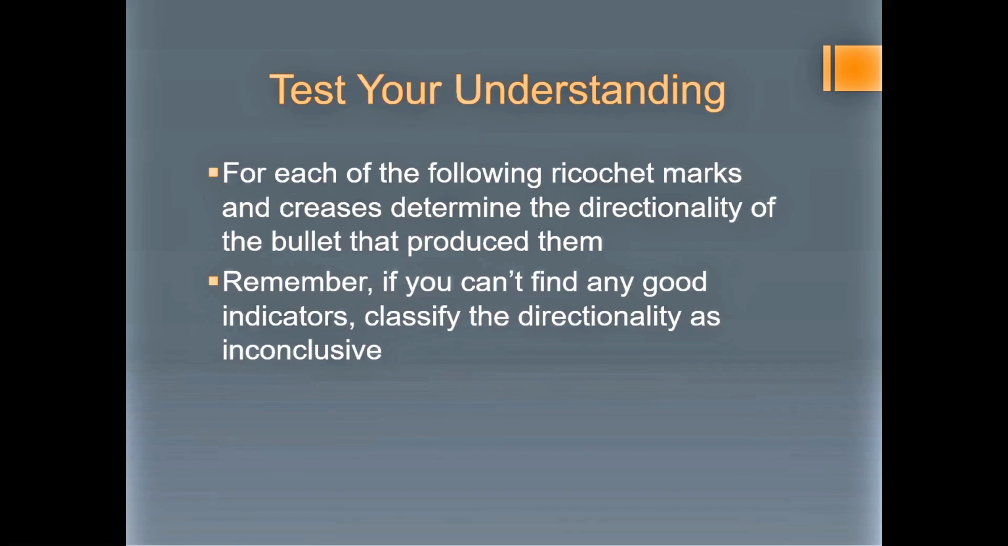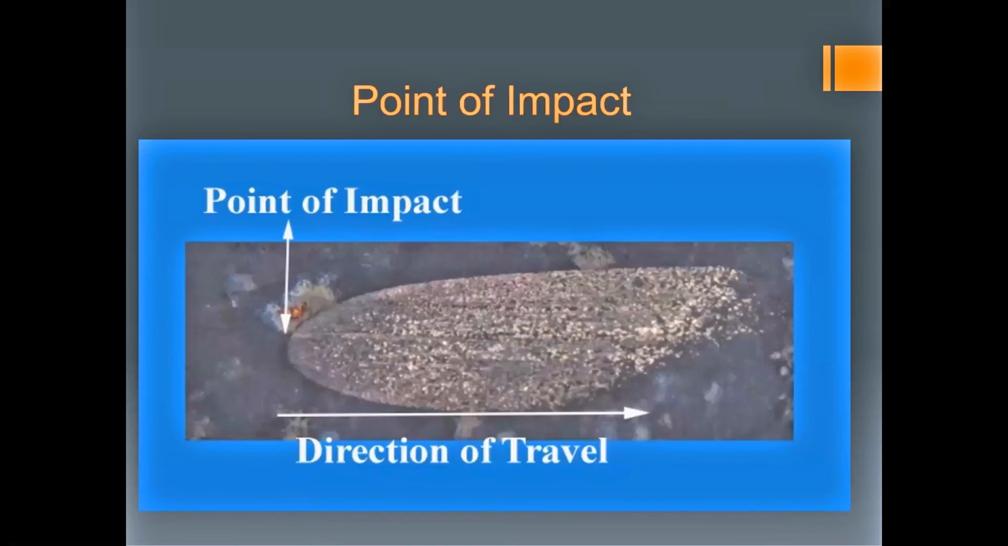So let's test your understanding. For each of the following ricochet marks and creases, determine the directionality of the bullet that produced them. This is a test. Remember, if you can't find any good indicators, classify the directionality as inconclusive. All right, what do we got? Well, I gave you the answer on this one, right? Left to right. What about rifling? Somebody call it out so I can hear you. What's the rifling? Left twist, right?